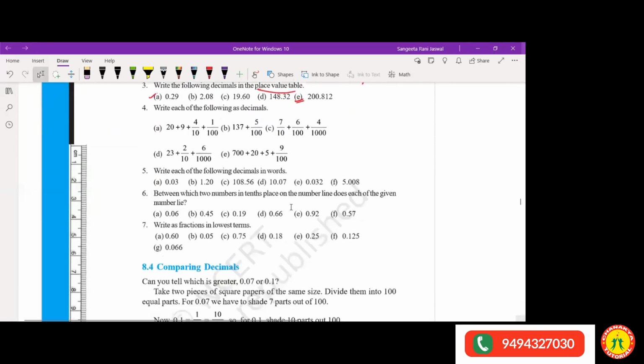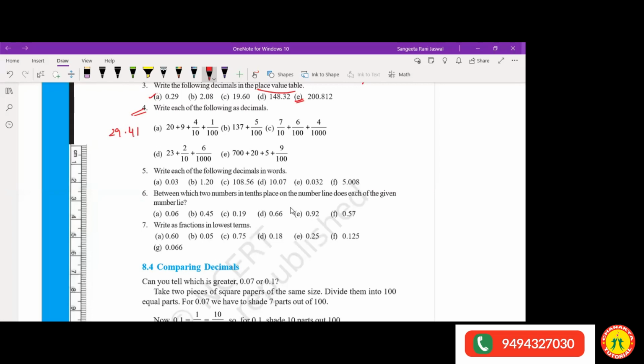Okay, now see the next one. Write each of the following as decimals. Now see question number 4. Expansion form is given. You have to write it in the decimal form. So I'll just show you one. 20 plus 9 is 29. And 4 by 10 means this is tenths place, point, so that means 0.4. And this 1 by 100 is hundredths place, so this is 0.01. With this, 29.41.